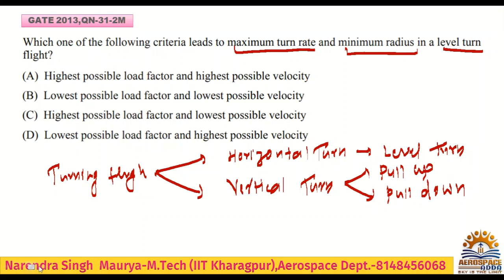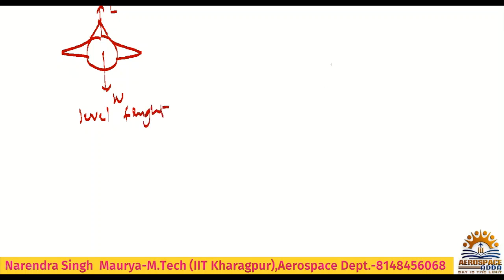Alright. Now, so we'll talk about the horizontal turn here. So check. In horizontal turn, I will draw two diagrams, so it will be better. This is the aircraft which is at level, steady level. You can say this is lift, this is weight. This is the level flight. Now we'll show you.